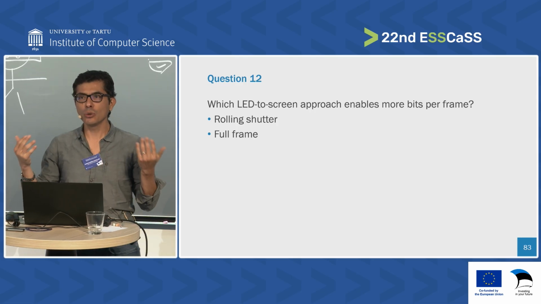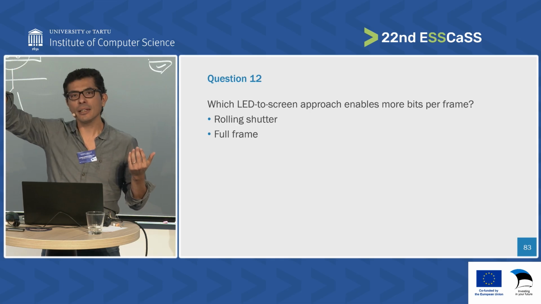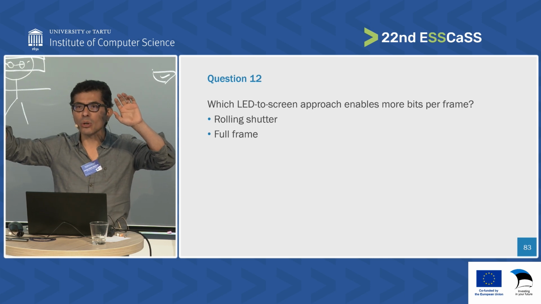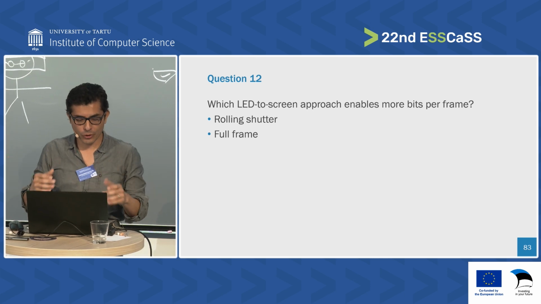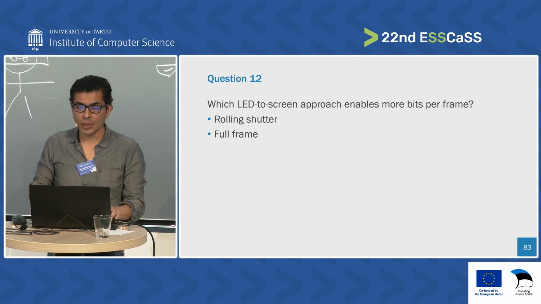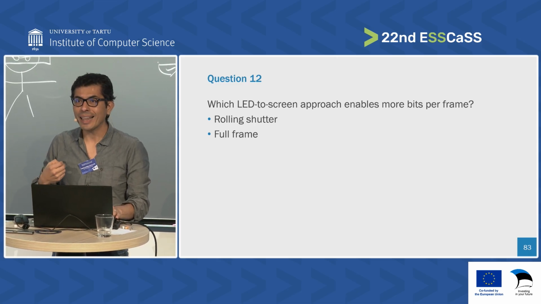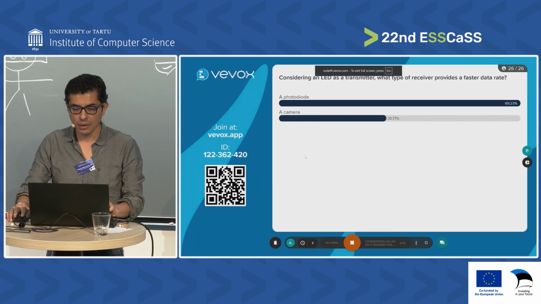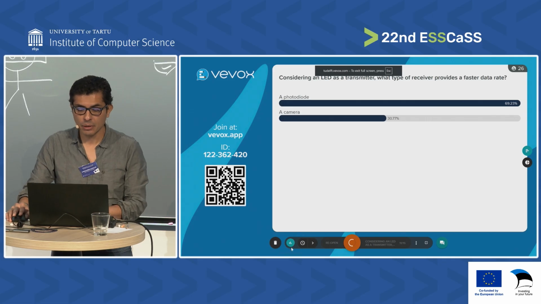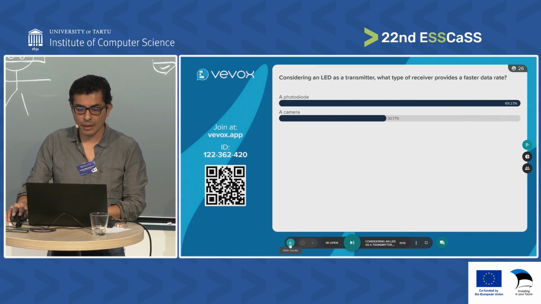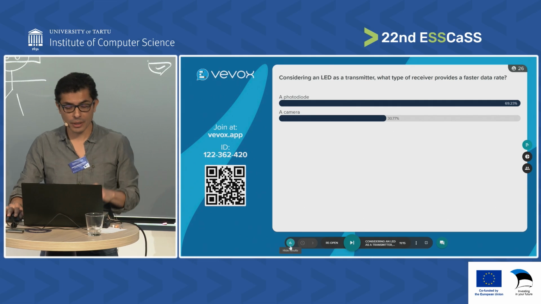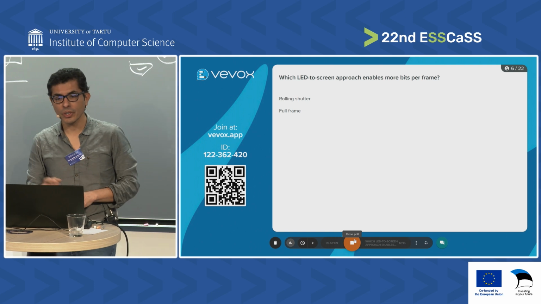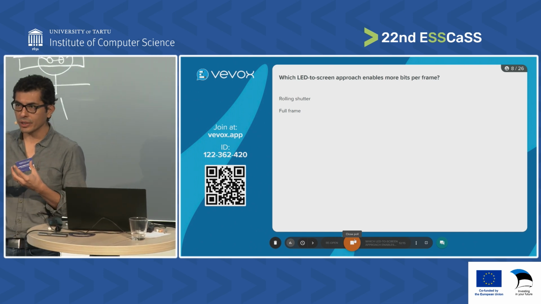We have taught 2 methods using the LED with a camera: the rolling shutter effect, and what we call the full frame effect, which was the second one. So the first question is, when we have this LED to screen approach, which one of these approaches allows more bits per frame for a single image? Let's see if you pay attention. If you do not answer well, then it means it's my fault. I did not explain it well. So once again, which one of these 2 methods allows more density of information?